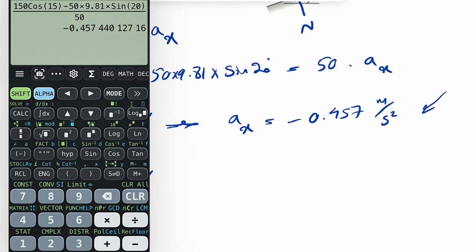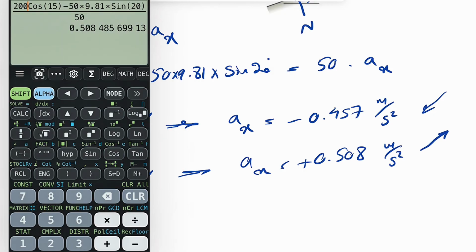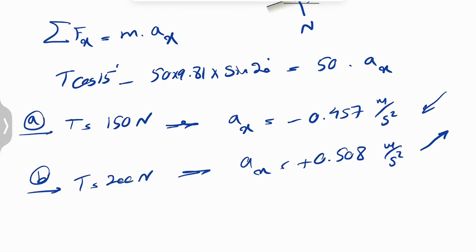And for the B part, everything's the same. We just have 200 instead of 150, which is the tension in the cable, and that's going to give us the ax positive 0.508 meter per second squared. And because the acceleration is positive now, it's going to go up the incline, and this is going to be the direction. And it's going to be the final answer for this question.